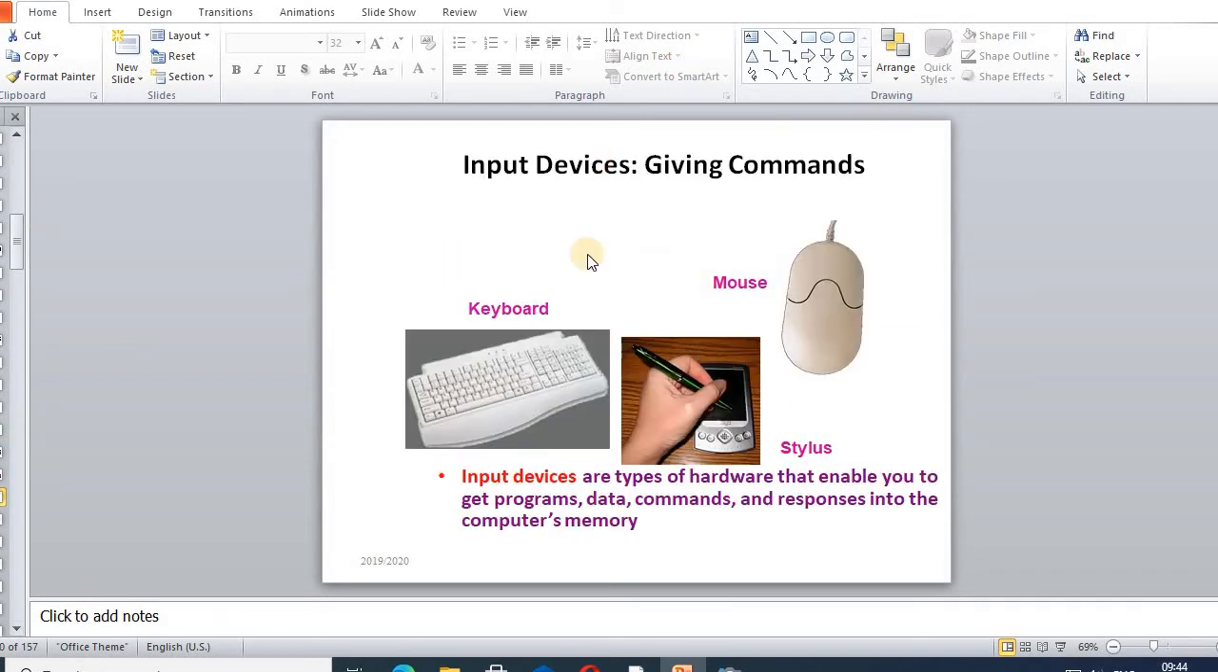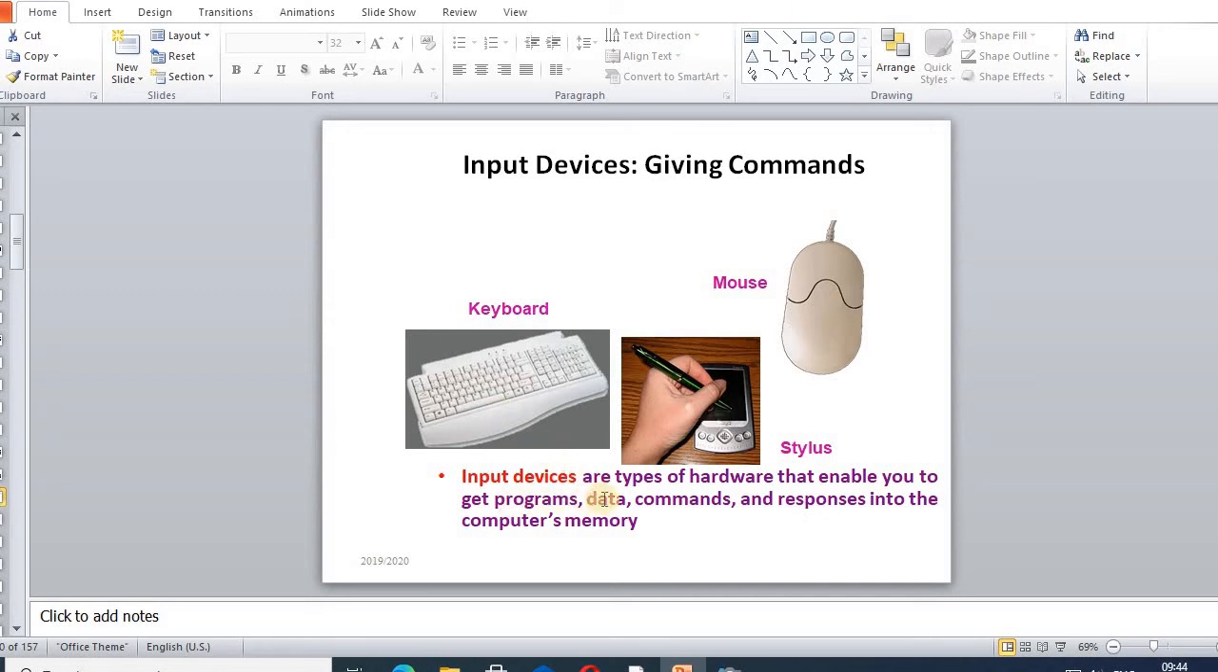Then input devices give commands. Now, first we have the keyboard. The keyboard looks like this. You can enter commands using the keyboard. You can enter commands using the pen, the stylus, these pens that we used to use. And then you can use the mouse to enter commands with the left click and right click. We shall look at that.